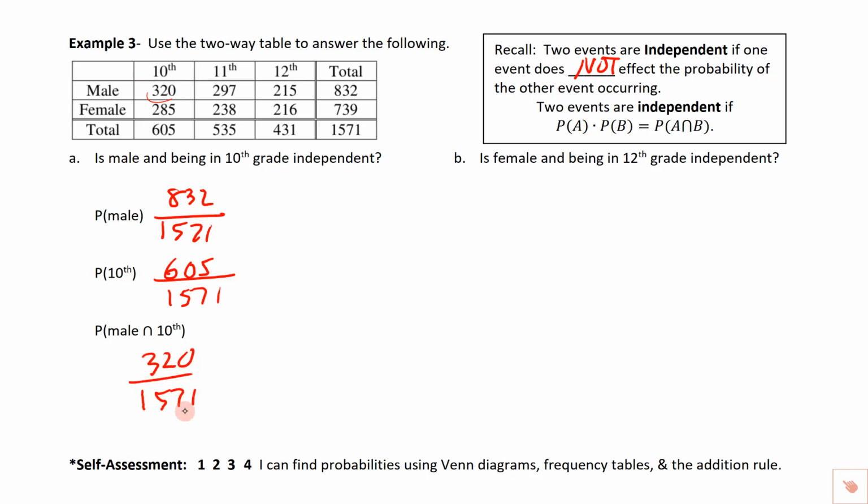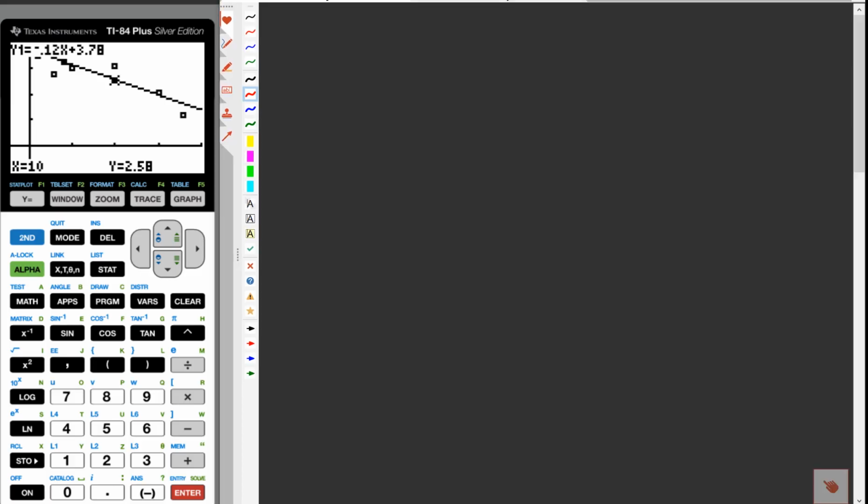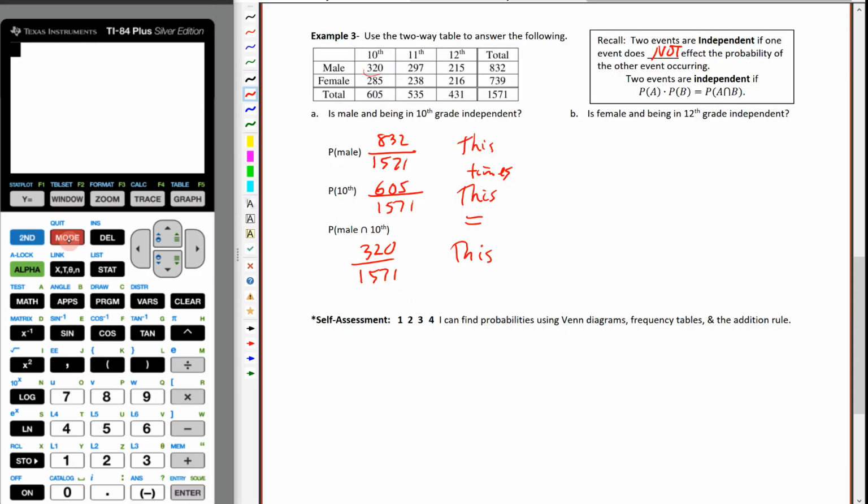So here's the question. Does this times this equal this thing right here? Now, if you want to do it in fraction form, go ahead and do it in fraction form. If you want to do it in decimals, go ahead and do it in decimals. Take those two fractions, multiply them together. Does it equal what you get for the other fraction? So I'm going to shrink this down.